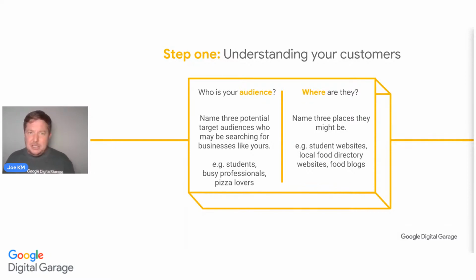The next one, busy professionals, so local food directory websites, pizza lovers, maybe food blogs, because they're looking for the best pizza in town. They follow Greatest Food in Birmingham, the blog. So you might advertise on that site because you know they're getting loads of traffic, and you might even be able to partner up with them and get your website on there, but then advertise on there as well. So straight away, by understanding who they are, vastly important. Understanding where they are, even more important.